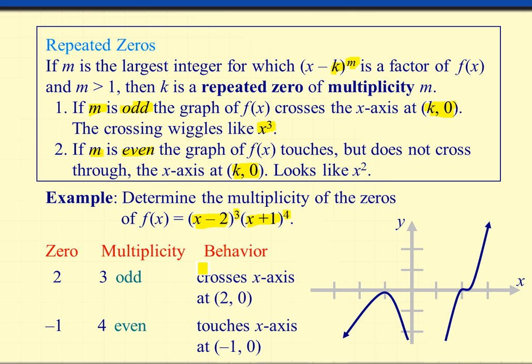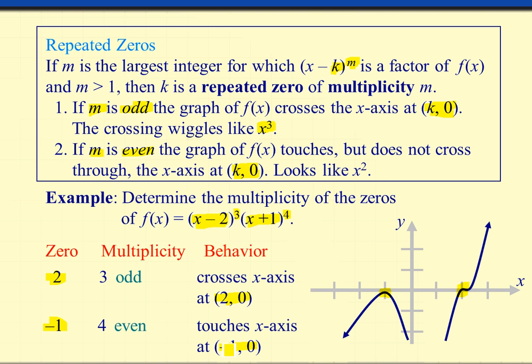So remember, because the zero was 2, we knew the x-intercept was (2, 0), that's right here. And we knew that the multiplicity there was 3, so at that x-intercept the graph kind of looks like a little x cubed graph. Now the zero of -1 means we have an x-intercept of (-1, 0). That's right here. And the multiplicity of that zero is 4, which is even.